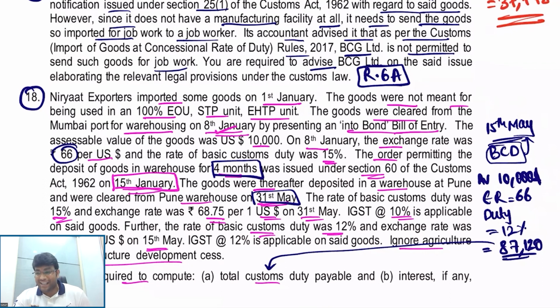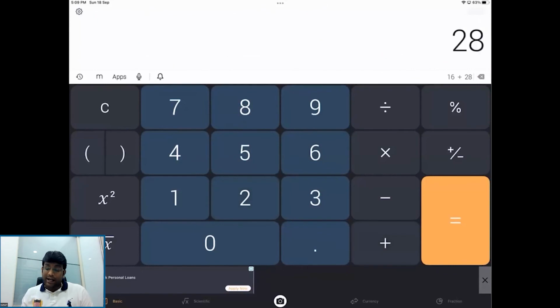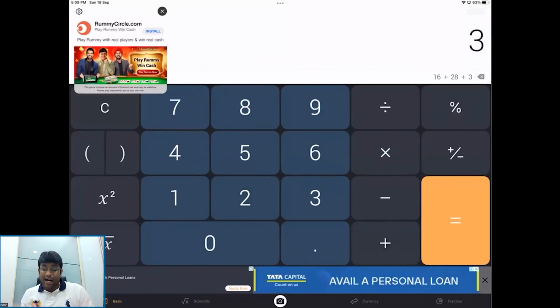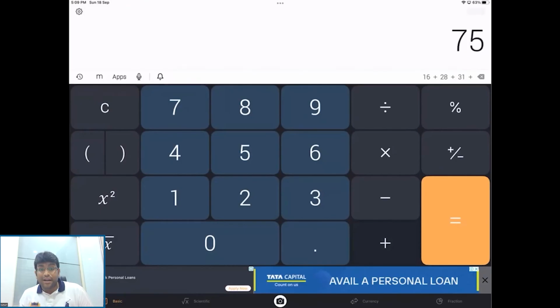Everybody said exactly. And the second question they also asked: what is the interest payable? I already told you that interest will start after a period of 90 days. And the 90 days we will see from the date on which the order permitting deposit of goods in warehouse has been passed. When is it passed? The 15th January order has been passed. 15th Jan it is passed means we will see 90 days from there. Correct, my dear friends? 15th Jan 90 days means 16 days in Jan, 28 days in Feb, 31 days in March.